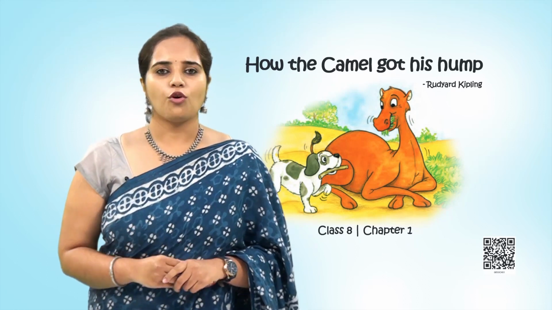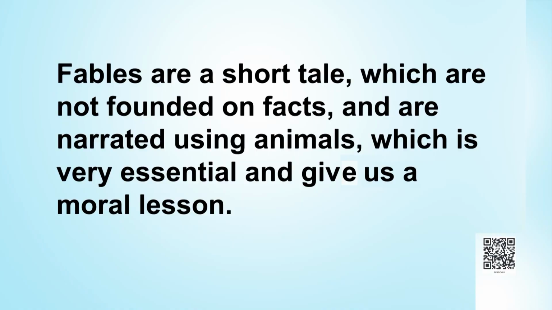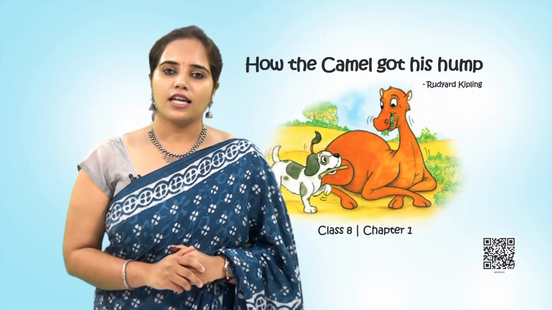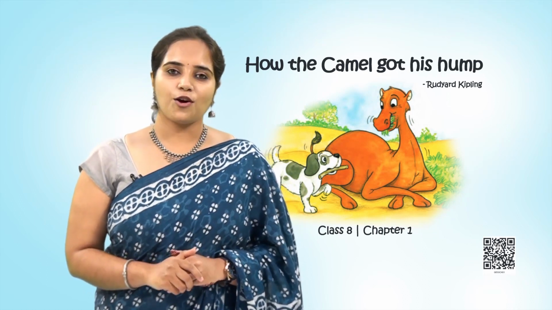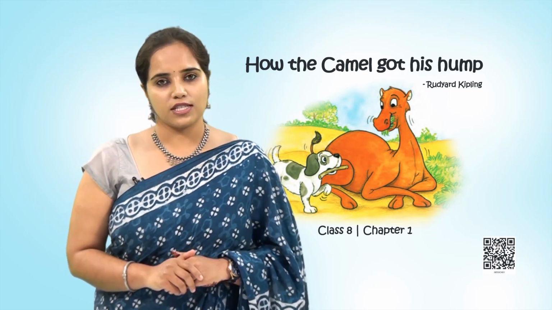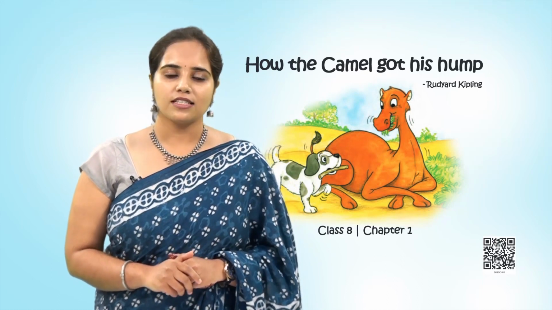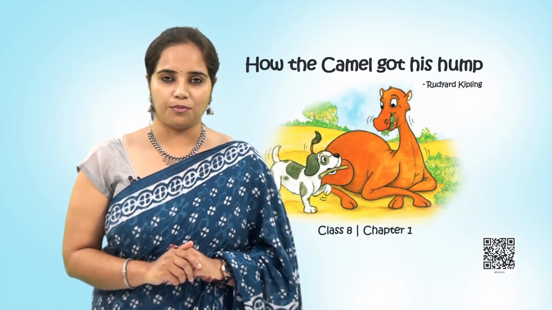Look at the definition of fable on your screen. Fables are short tales which are not founded on facts and are narrated using animals, which is very essential in giving us a moral lesson. Now that you have learnt what a fable is, let us go through the first unit of our supplementary reader, that is, How the Camel Got His Hump.